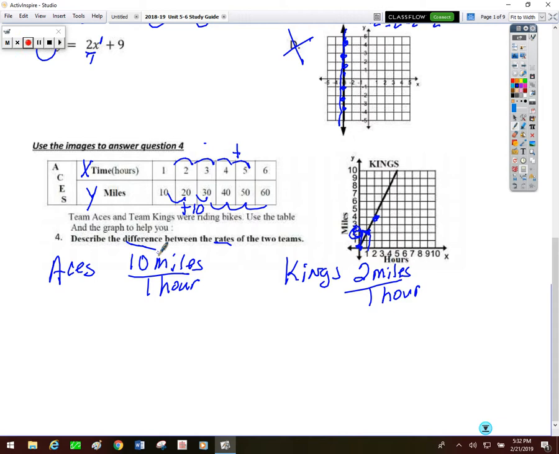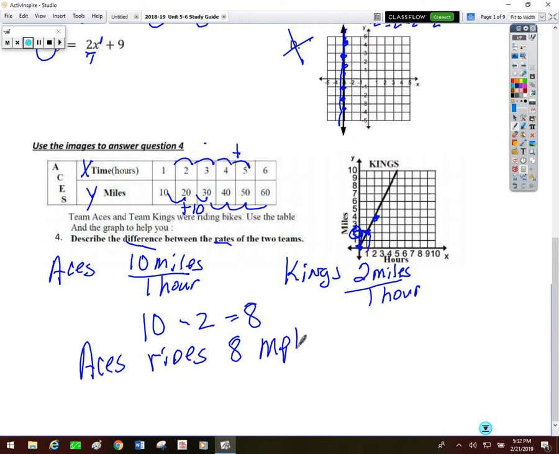All right, so now if I make this comparison, what is the difference? Well, Team Aces is 10 miles per hour. Team King is 2 miles per hour. So what you have is Aces minus King, 10 minus 2 equals 8. So what we're saying here is Aces rides 8 miles per hour faster than Kings. Okay, so that's all you're doing, just making those comparisons. All right, but remember, rates is talking about the slope.